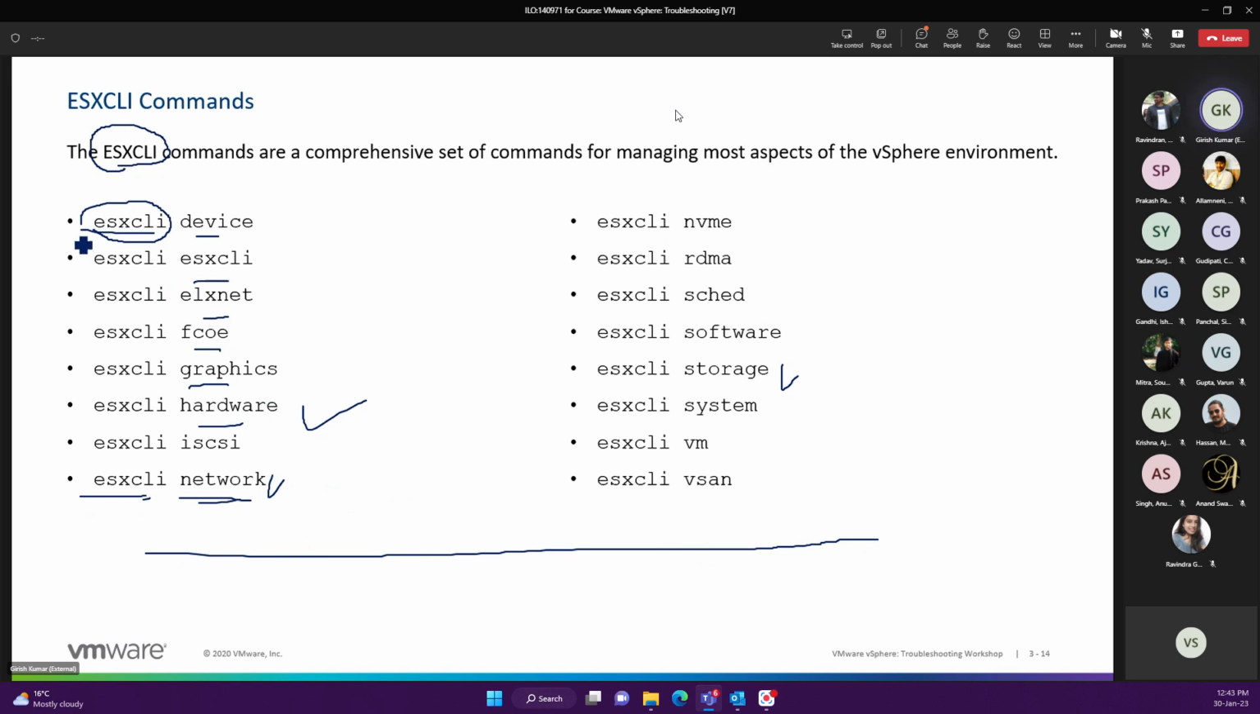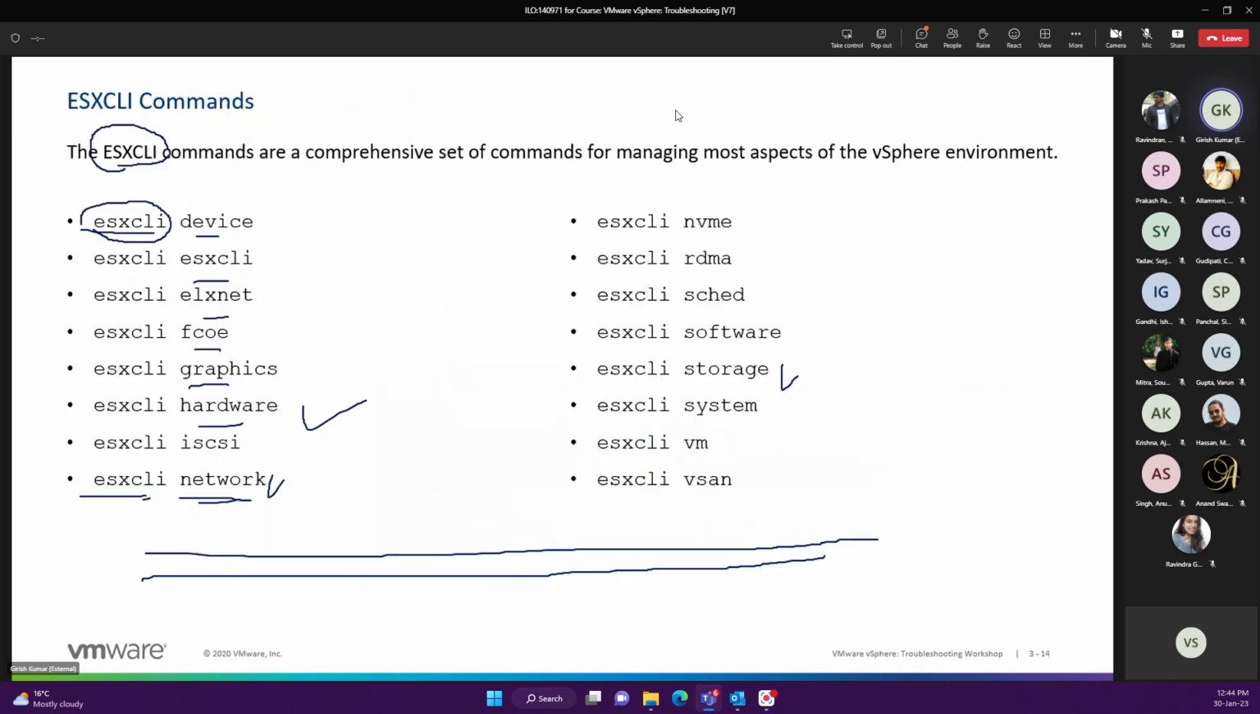And if it is a command you use every day, you might know all the commands by heart. As a beginner, how can you proceed? Just type ESXCLI, enter, pick the next command, type ESXCLI network, hit enter, pick the next command, hit enter. This way you can complete these commands.